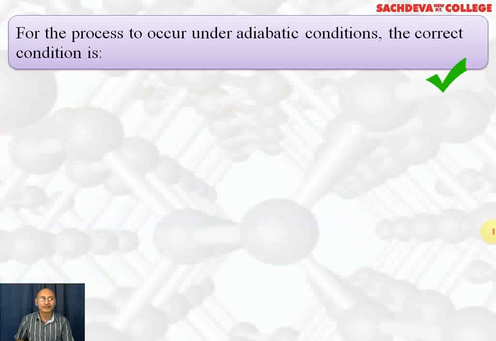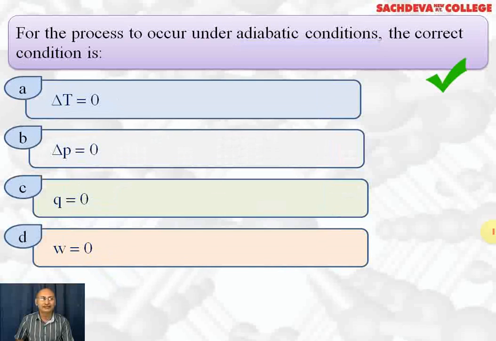Next, for the process to occur under adiabatic conditions, the correct condition is delta T is equal to 0, delta P is equal to 0, Q is equal to 0, W is equal to 0. Correct answer is C part, that is Q is equal to 0. In an adiabatic process, no heat is exchanged with the surroundings, that is, neither any heat is absorbed nor any heat is given out. So Q is equal to 0 for an adiabatic process.